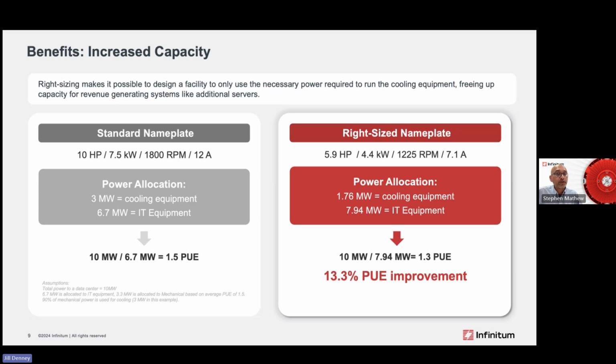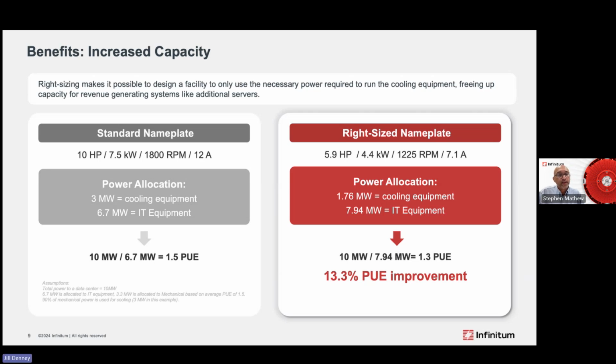This impacts your power usage effectiveness. Both facilities receive 10 megawatt of power, but the one on the right, using right-size motors, can dedicate more power to the IT equipment, improving the PUE and overall efficiency. So there you go. Right-sizing is not just about optimizing the motors, it's about creating more capacity and more value for your entire facility. And by the way, Cam will show you how to pick the right-size motors and the standard motors in his presentation in a few minutes.